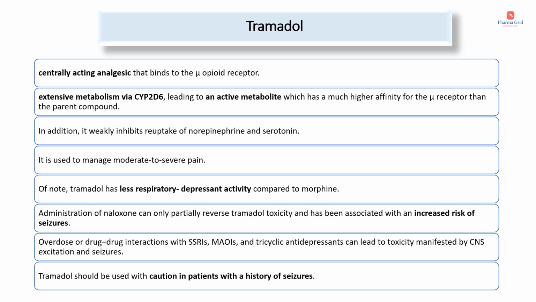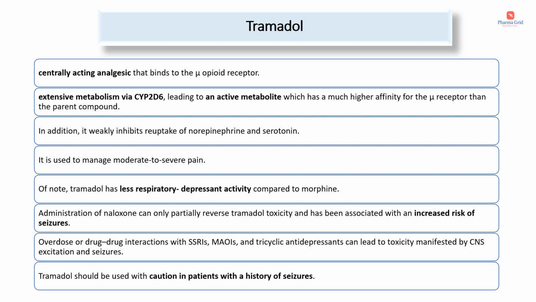So the next important drug is tramadol. Tramadol is also a centrally acting analgesic that binds to the mu opioid receptor. Then this drug undergoes extensive metabolism via CYP2D6 leading to an active metabolite which has a much higher affinity for the mu receptor than the parent compound. In addition, it weakly inhibits reuptake of norepinephrine and serotonin. Tramadol is used to manage moderate to severe pain. Of note, tramadol has less respiratory depressant activity compared to morphine.